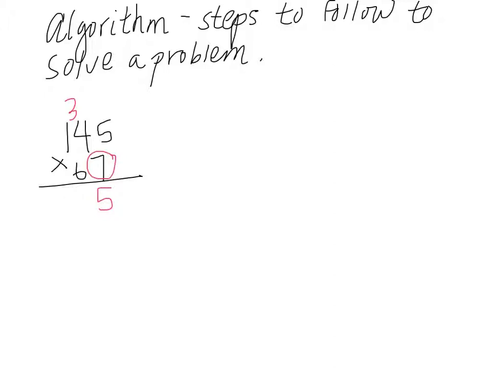7 times 4 is 28. We need to add those 3 we already had, which gives us 31. And now we do 7 times 1 is 7. We add the 3 that we carried over, which will give us 10.